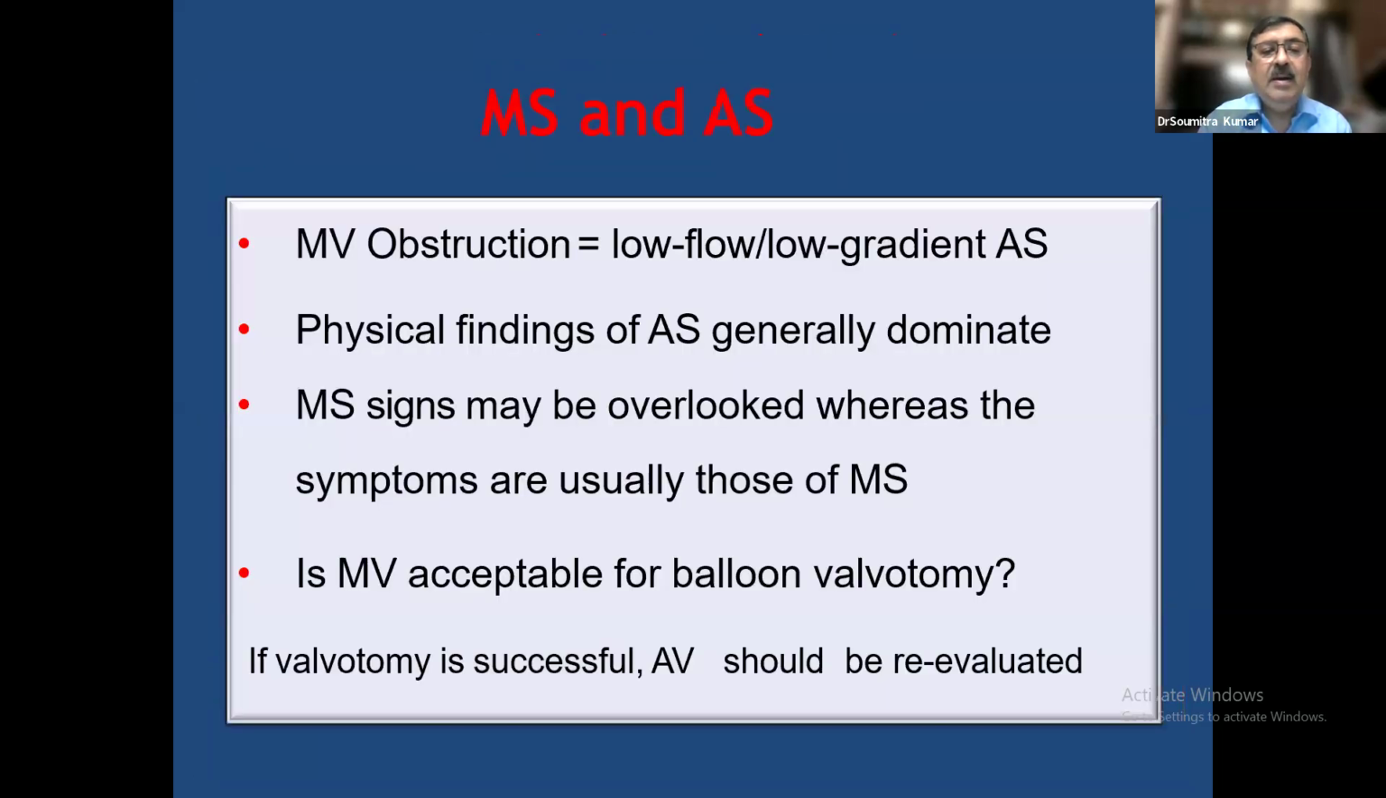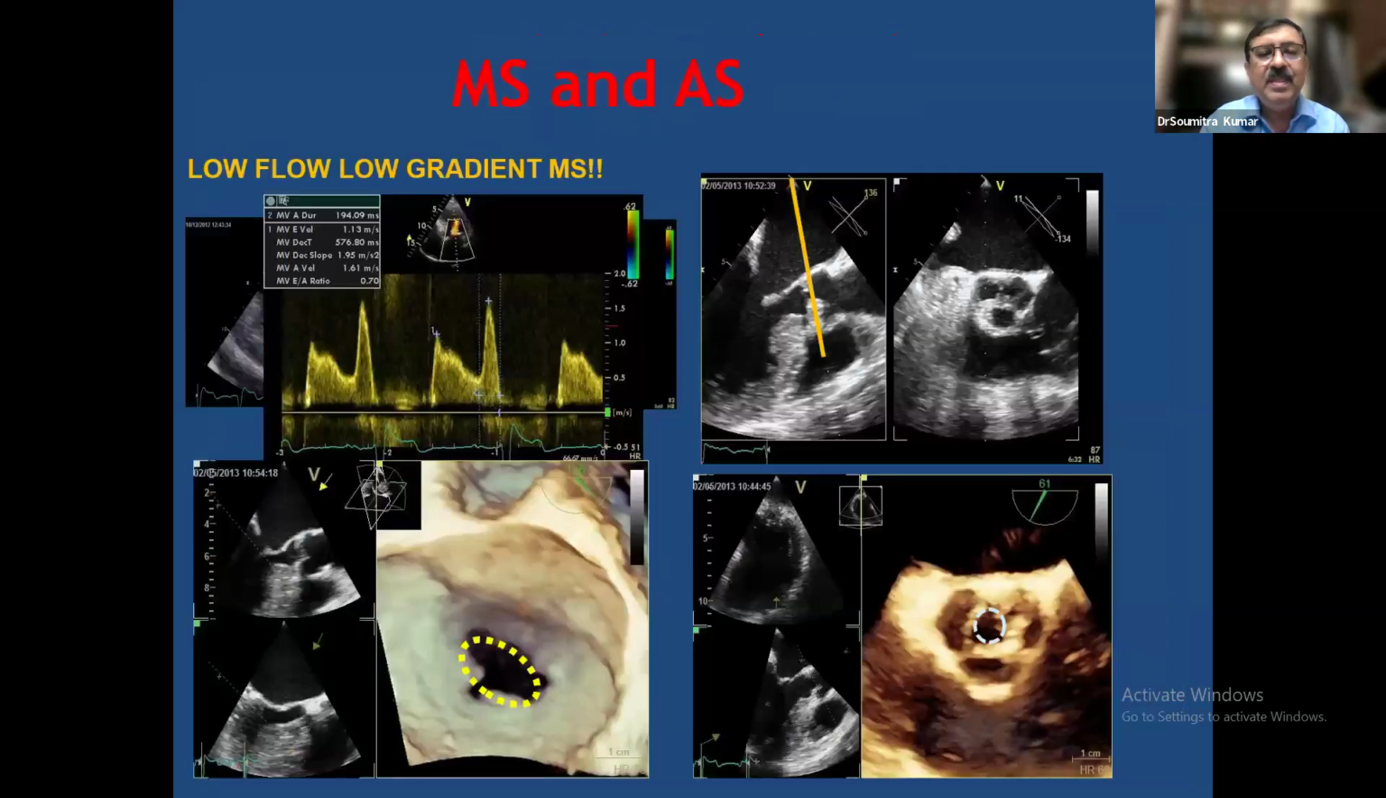So mitral valve obstruction leads to low flow, low gradient AS. What we classically get is that we get the classical signs of MS, which are dominating, but we also get the physical signs of AS, which dominate. So symptoms of MS and the signs of AS. Generally, this is the kind of combination that we get when there is both significant MS and significant AS.